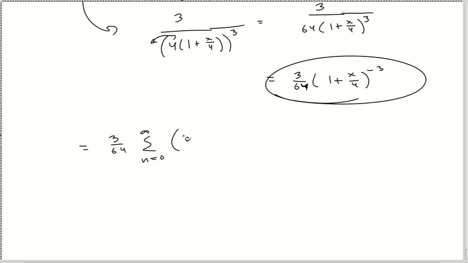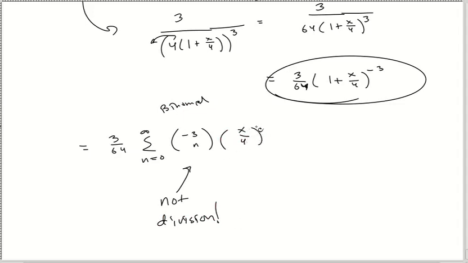We have negative 3 choose n. That's the binomial part. Okay, so just hold up. That's not division. That's not division. Not division. Okay, that's the binomial part. We'll definitely do that here in a second. And then I have (x/4)^n.